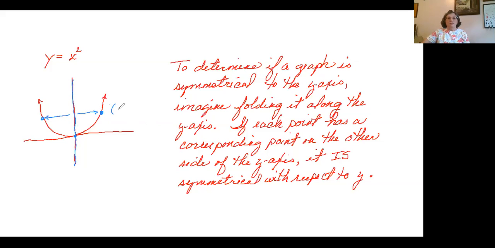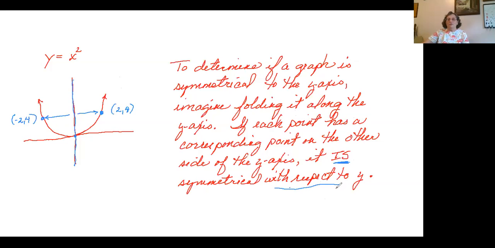But if this is perhaps the point (2, 4), y equals x squared, and this is the point (-2, 4), and every point has a corresponding point on the other side, then it is symmetrical with respect to y.